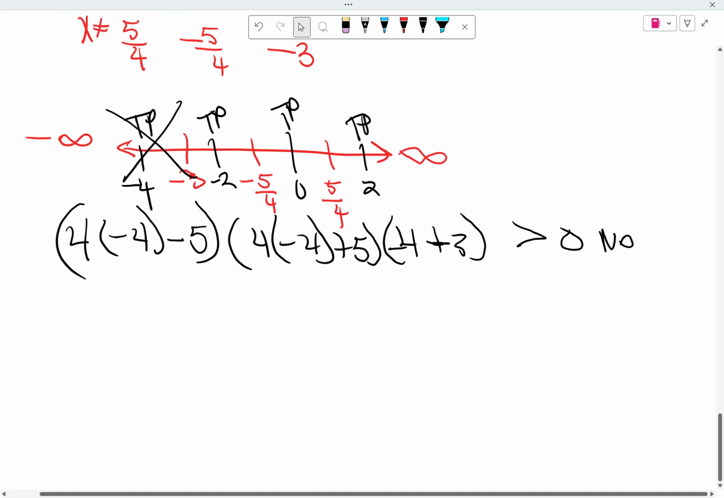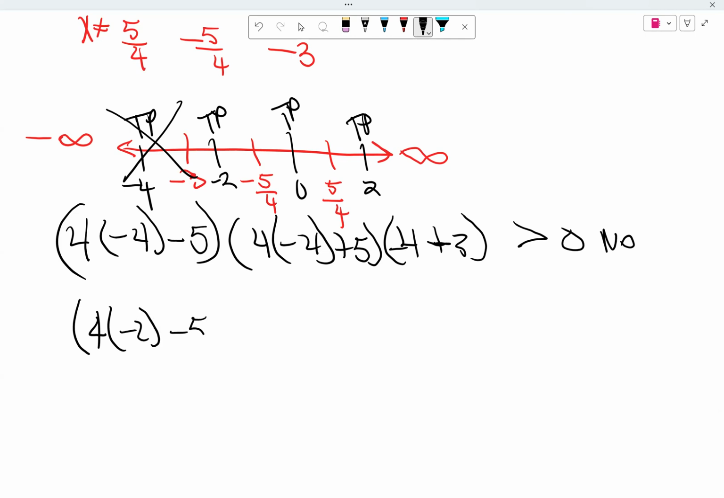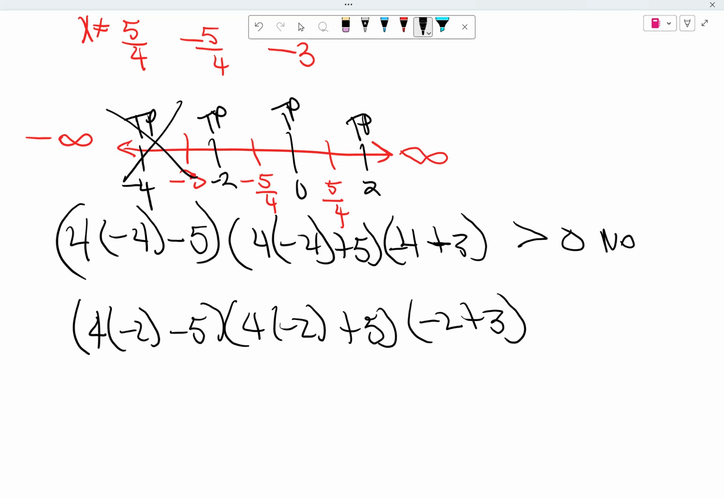Repeat the process. We do 4 times -2 minus 5, times 4 times -2 plus 5, times -2 plus 3. This is a yes. So this is an interval that's worth keeping.